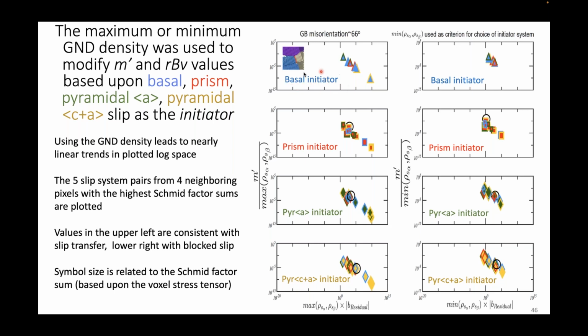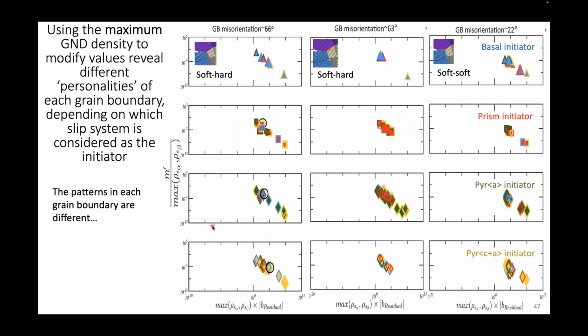And then we also have to ask ourselves, well, let's assume the basal slip was an initiator. What would we see with respect to that? And this is using the maximum of the dislocation densities versus the minimum of the dislocation densities. So we get a variety of different outcomes here. I'm not going to attempt to try to explain them, but we have data to chew on.